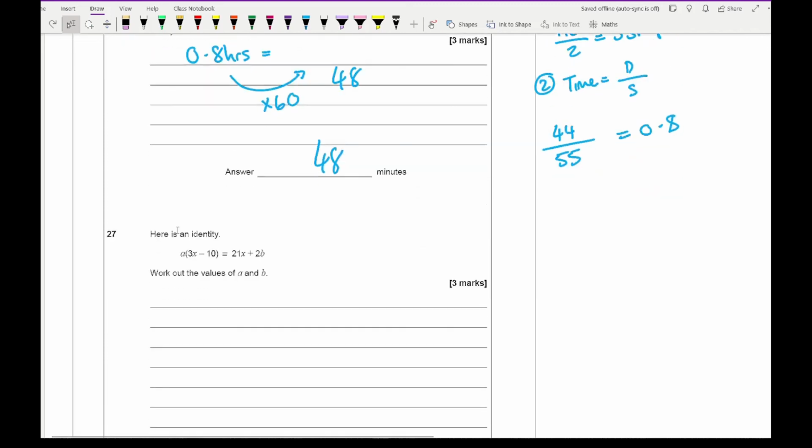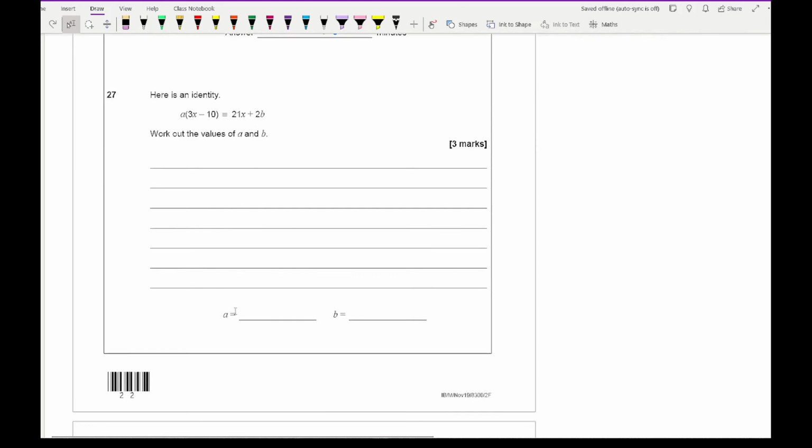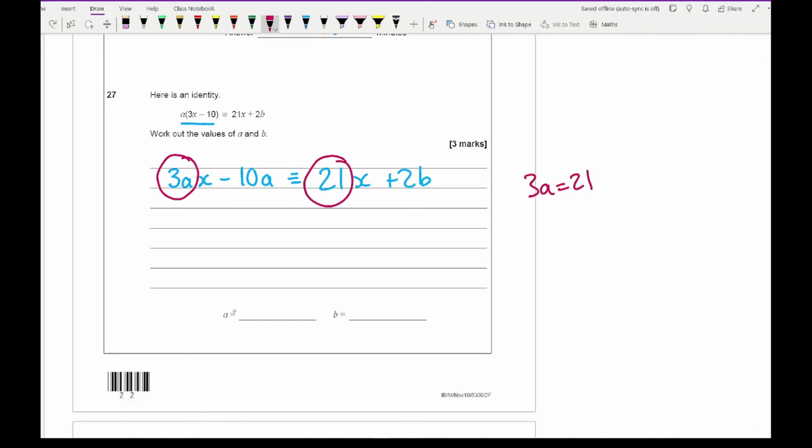Then for question 27, which is comparing coefficients. It says here is an identity. We've got a(3x minus 10) is equivalent to 21x plus 2b. First we need to expand the left hand side. So what we get is 3ax minus 10a is identical to 21x plus 2b. Now what we need to do is what we call comparing the coefficients. I've got 3ax and I've got 21x, so those two things need to be the same. So 3a equals 21, then a is going to equal 7.